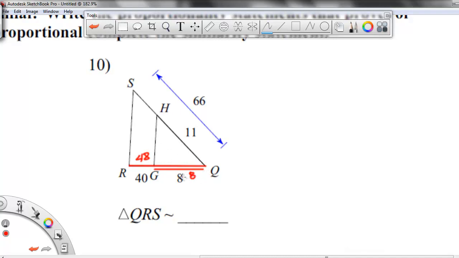And now we can do our proportionality statements. Now remember, we have to do corresponding sides, so 66 over 11. So this big side over this corresponding side, so 66 over 11 has to be equal to 48 over 8. So you can see that each one of these sides are equivalent to 6. So that shows proportionality. And now our statement is triangle QRS is similar to QGH.